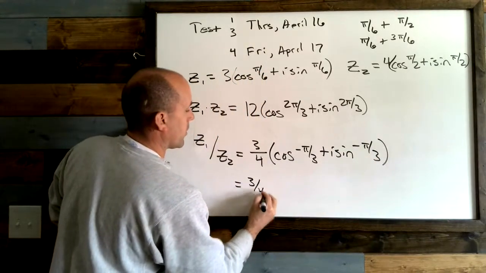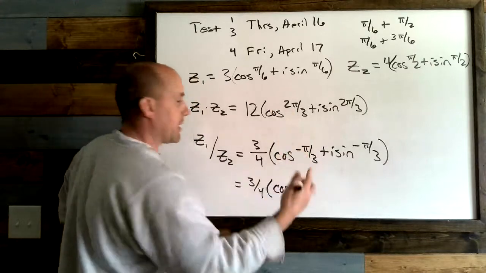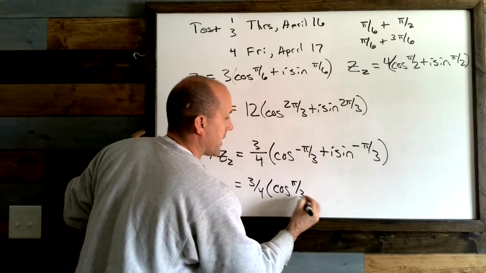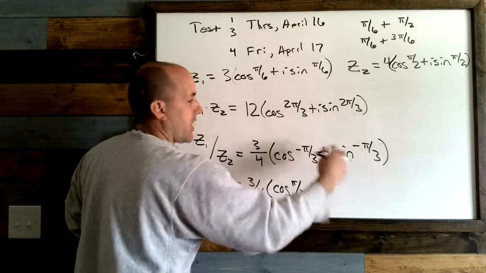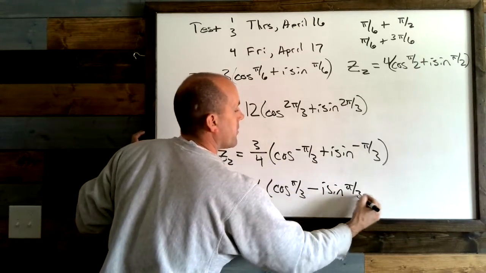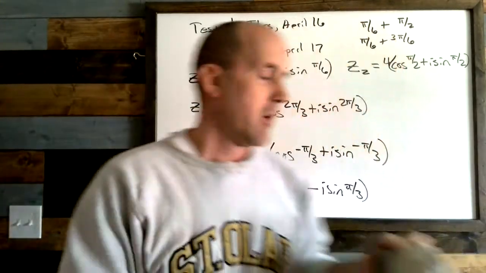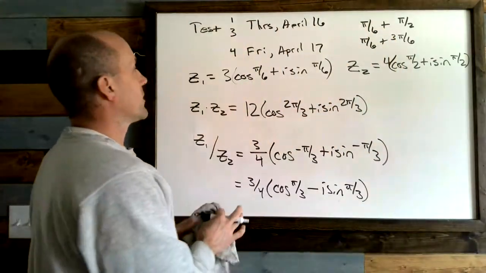So 3 over 4 times the cosine of, what happens to the negative there? It disappears because cosine gets rid of negatives, and then the negative for the sine dumps out front: minus I sine of pi over 3. If you don't remember that, please reach out to me. We can talk about it or go over another video together. But that was from earlier, when we learned that skill.